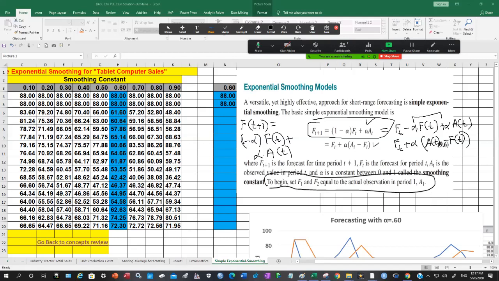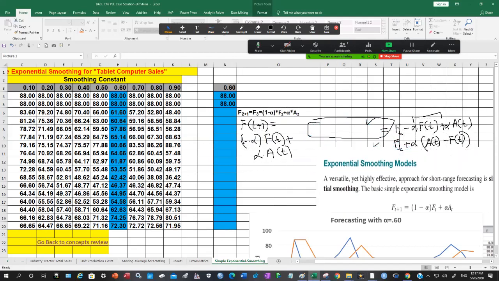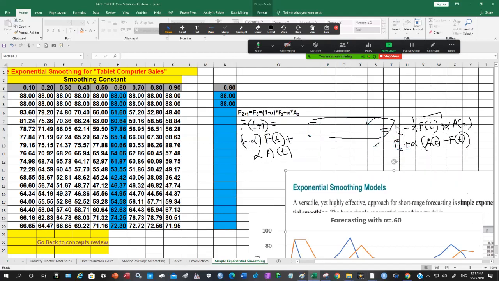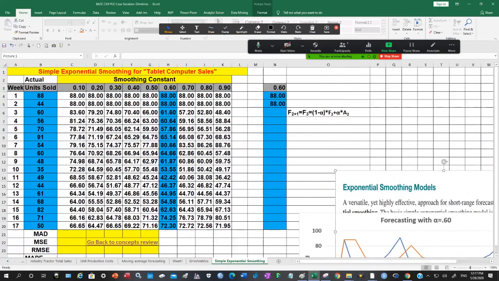I will illustrate how this works for a specific value of alpha. Okay, so let's clean up all of that. So we are given the weeks and the actual units sold. And we want to calculate, so this blue will go with this blue.